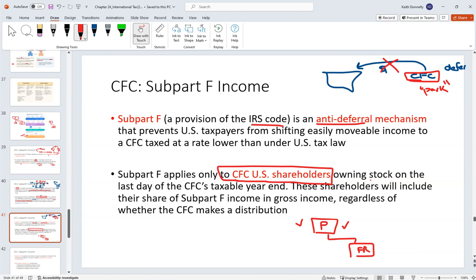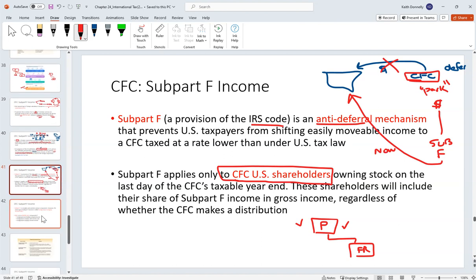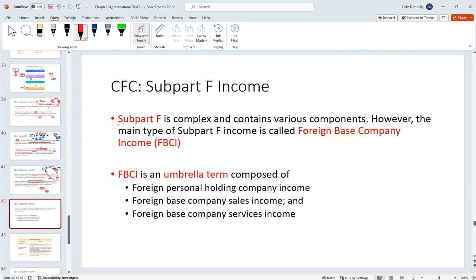And it says CFC shareholders who own stock on the last day of the taxable year end. What happens here is, hey, we look at their income over here. If it is subpart F income, then we immediately make it taxable now, right? You do not get deferral on it. So what is subpart F income? We know it applies to CFCs, right? And it makes it taxable now.